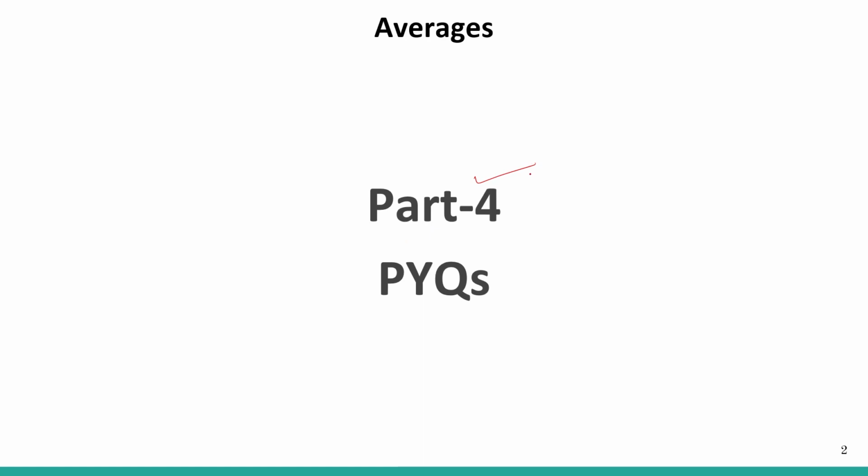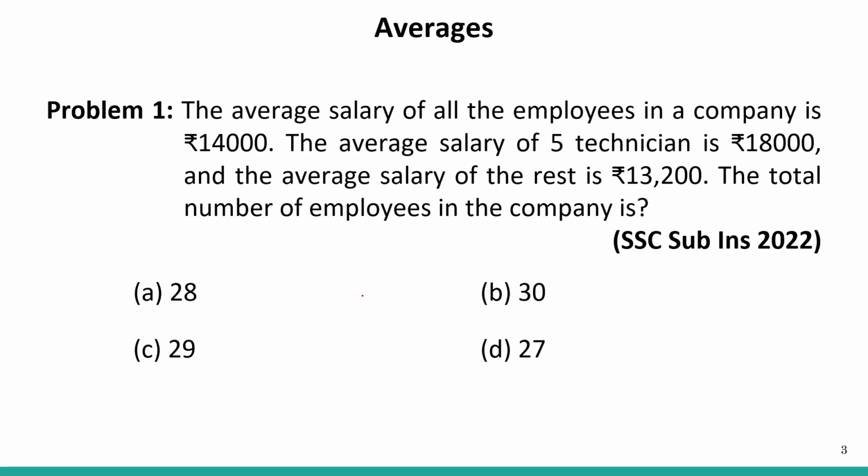This is the fourth part in the lecture series, and we'll be covering previous year questions. Let's start with problem number 1. The average salary of employees in a company is 14,000. The average salary of 5 technicians is 18,000, and the average salary of the rest is 13,200.